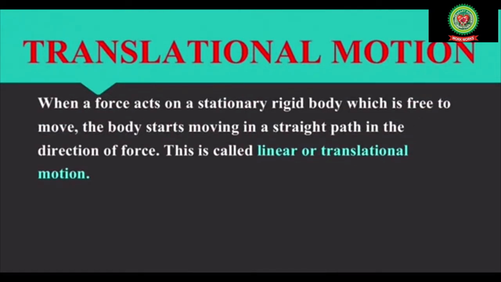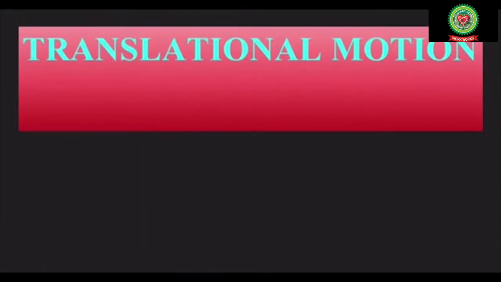When a force acts on a stationary rigid body which is free to move, the body starts moving in a straight path in the direction of force, and this is called linear or translational motion. For example, on pushing a ball lying on a floor, it begins to move. And second example is motion of a car on a straight road. Let's discuss these with the help of diagrams.